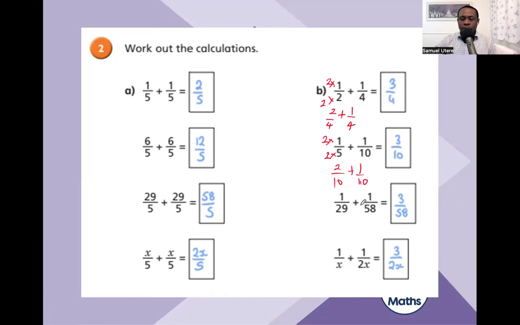Here, you have to make this equivalent. So you multiply that by 2. That will make it 58. So that will now be 2 over 58 plus 1 over 58. So that will be 3 over 58. And then here, we simply multiply by 2. That makes it 2x. So this becomes 2 over 2x, add 1 over 2x. Of course, the denominators are equivalent, so we can simply just add the numerators. So that's 3 over 2x.